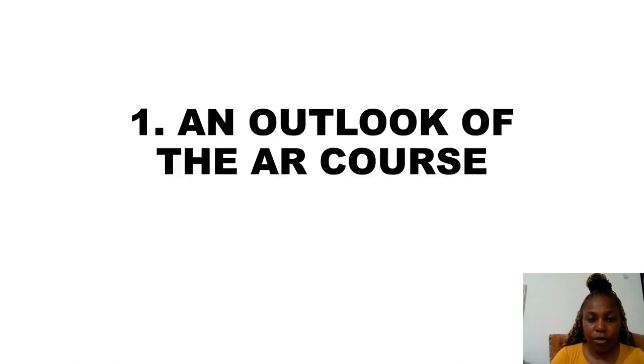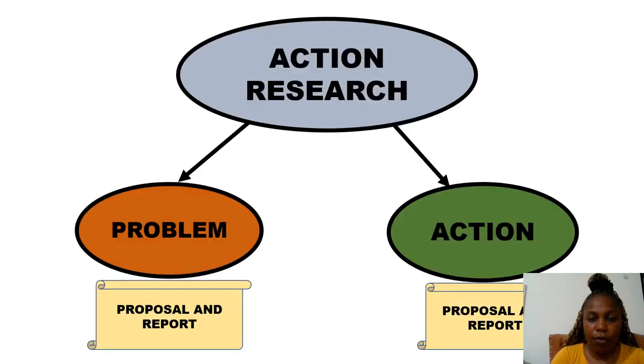So for the outlook of the Action Research course, we are going to have two parts. The first part is the problem. The second part is the action or intervention. For the problem, you are going to have a research proposal and a research report. Then for the action or intervention, you are going to have a research proposal and a research report.